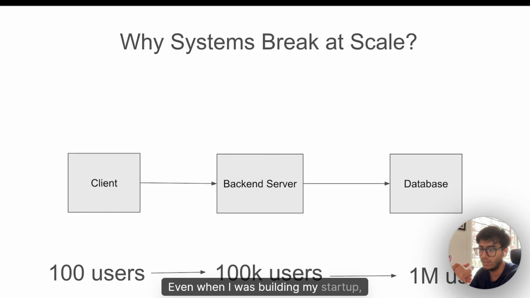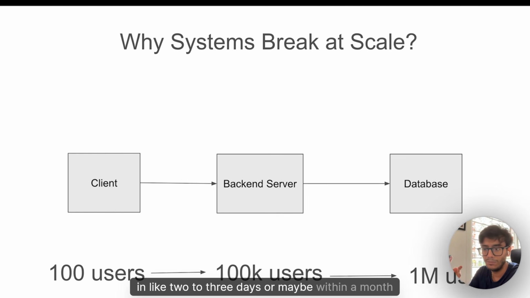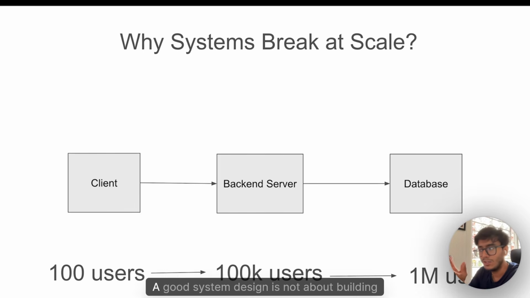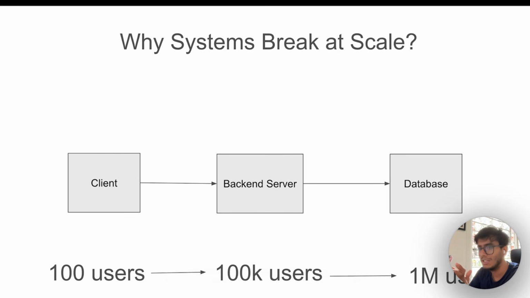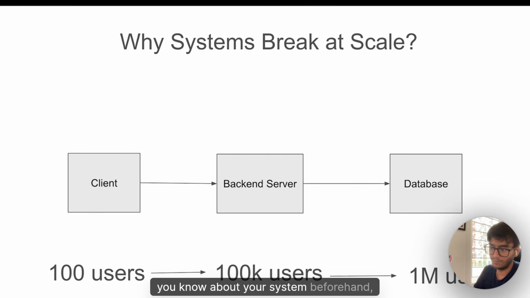Even when I was building my startup myjob.ai, even I started with this very simple architecture, right? One server, one database, simple, clean, and cheap. Easy to build. Easy to build in like 2 to 3 days or maybe within a month. For few hundred users, this will work perfectly, no problem. And that's important, right? A good system design is not about building for millions of users on day one. It's about knowing when things will start breaking. I mean, you know about your system beforehand.